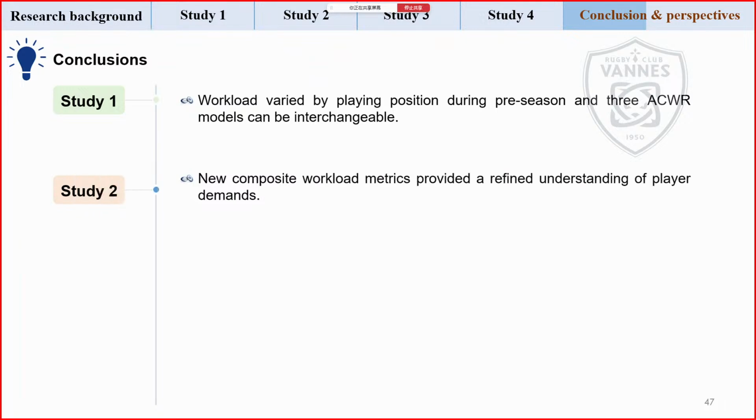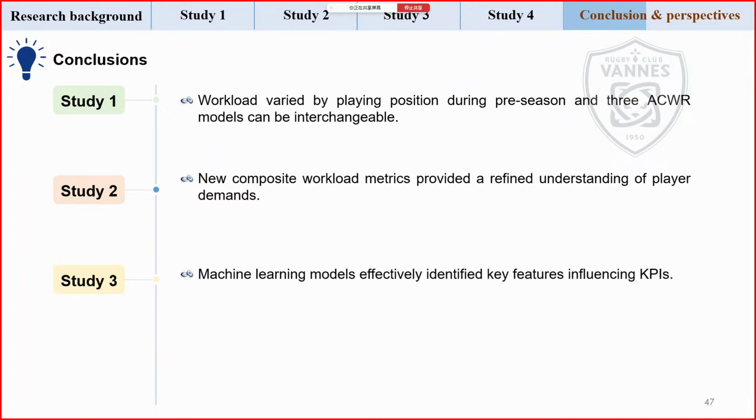In study 2, we analyzed training workload, match workload, KPI, and calculated PCA scores for training and matches during in-seasons, and we identified positional differences. And PCA remains highly practical for our team, helping us better manage player performance and workload.